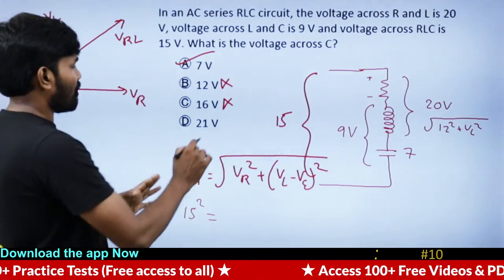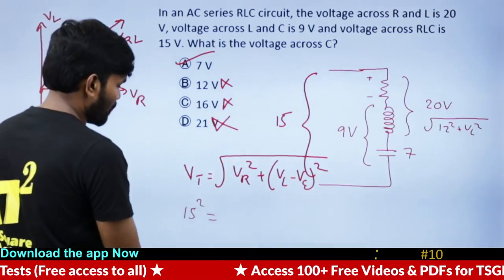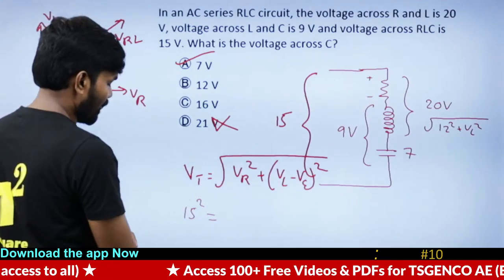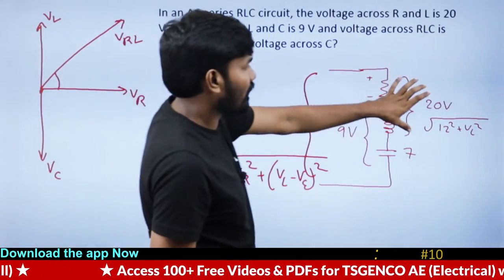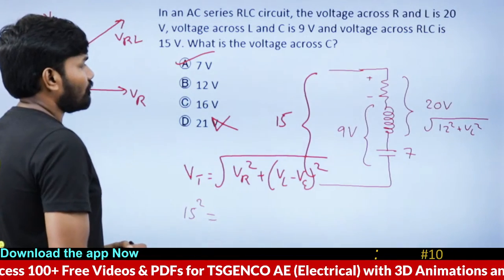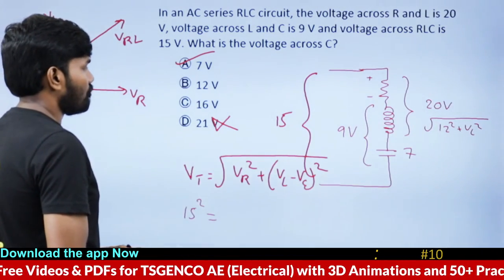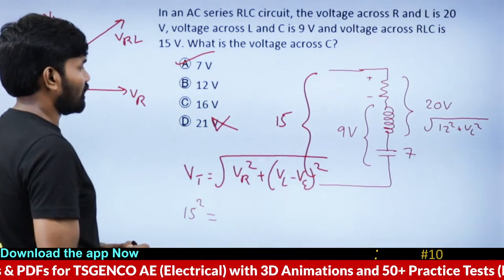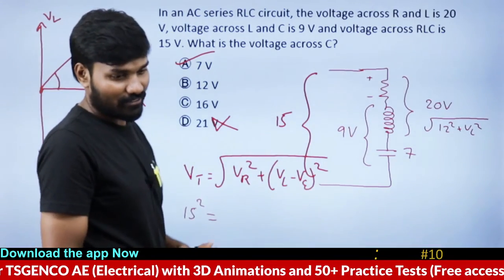Only one thing I can say from the options: I can eliminate this option directly by looking at the question. I can eliminate this option because the resultant will be not more than 20, it will be less than 20. So I don't think I see any other easy method. Okay.